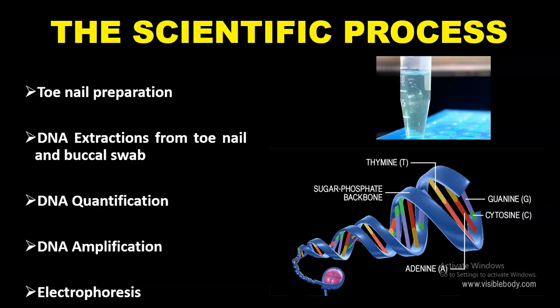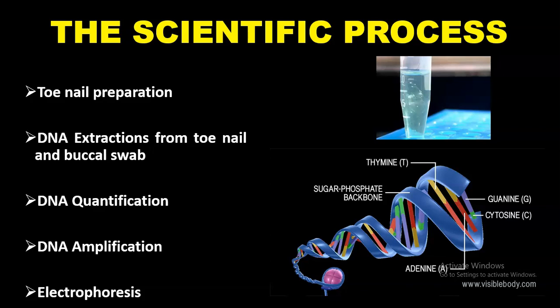So after submitting the toenail and the buccal swab from the alleged father of the missing child, the samples went through the scientific process. So the toenail was prepared, and after preparation, it was subjected to DNA extraction, where the DNA was extracted or isolated from the toenail. They also subjected the buccal swab to the same DNA extraction process.